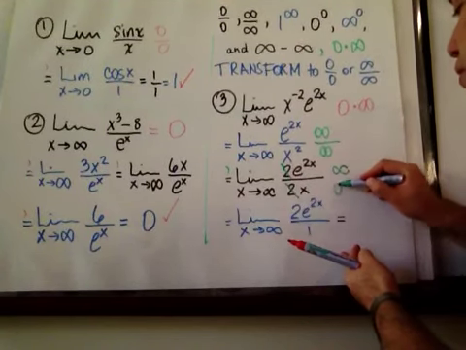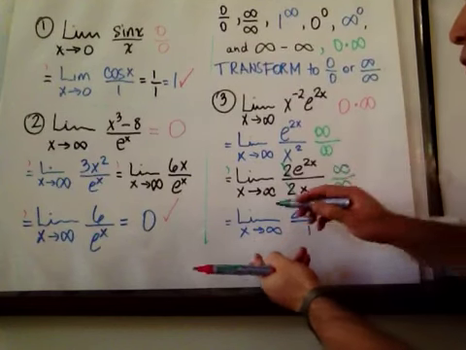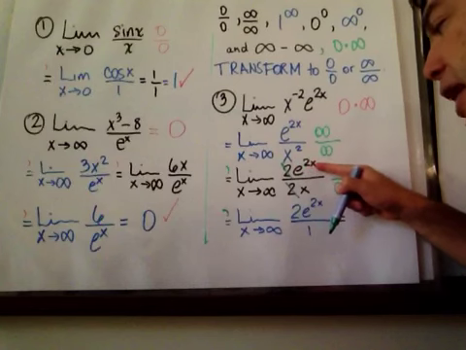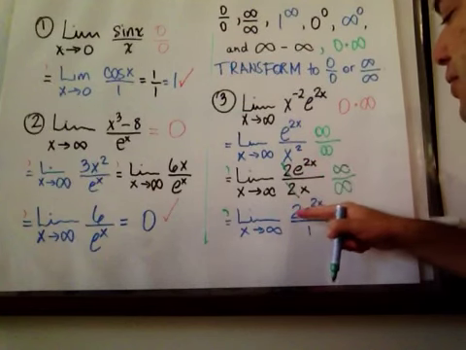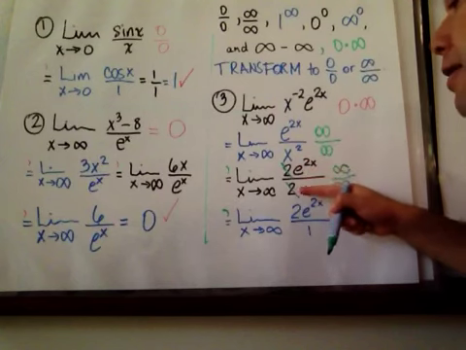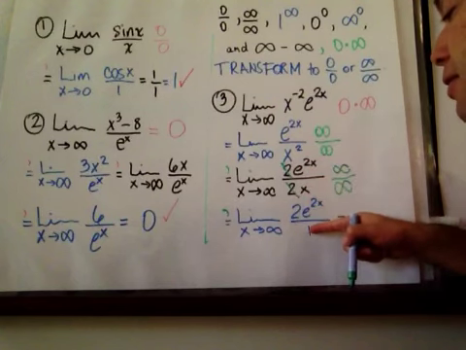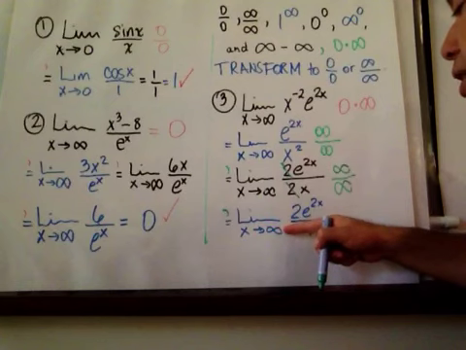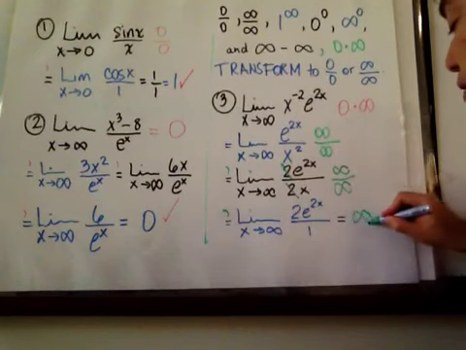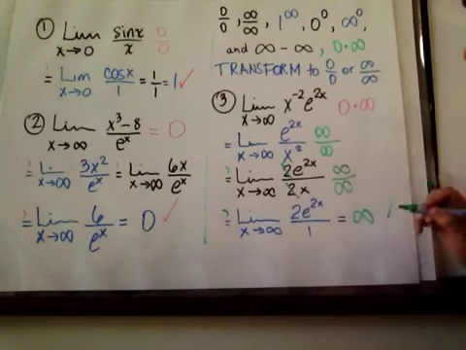X goes to infinity, so it's infinity over infinity. So L'Hopital's rule again. The derivative of e to the 2x is e to the 2x times the derivative of 2x, which is 2, just like before. And the derivative of x is 1. So as x goes to infinity, this is 2 times infinity over 1, that's infinity. And that would be the answer.